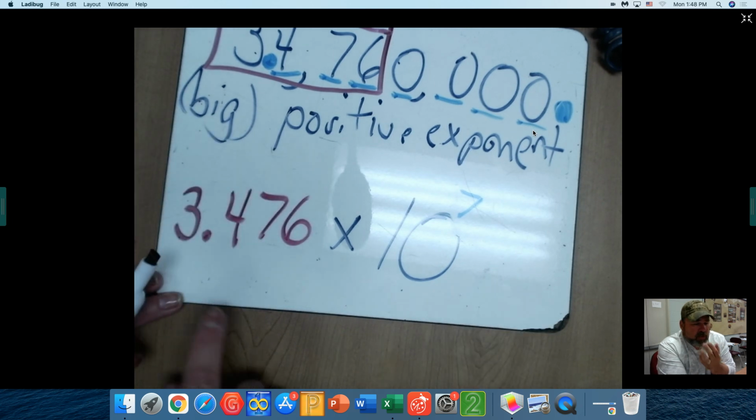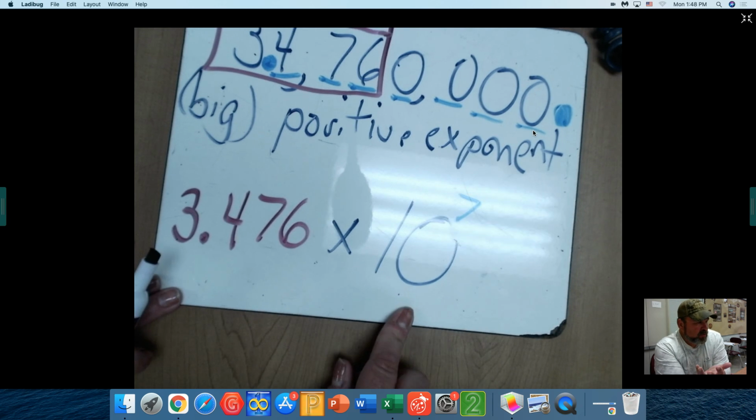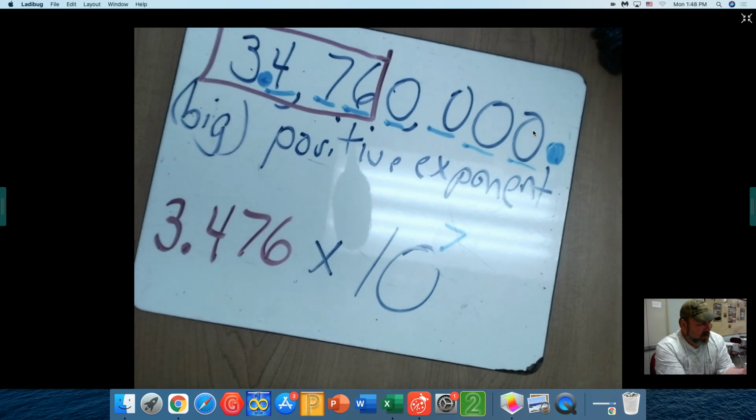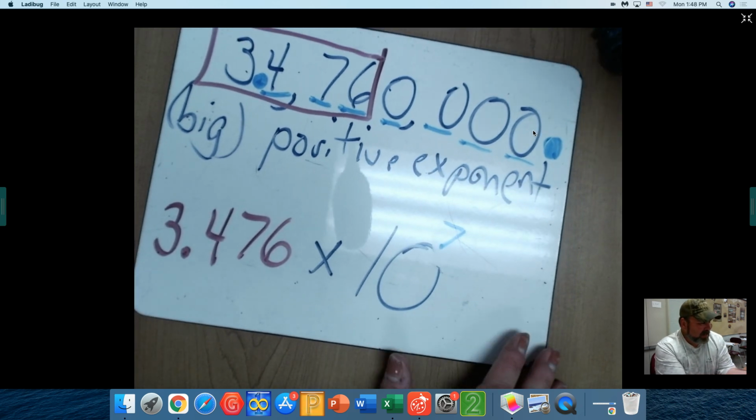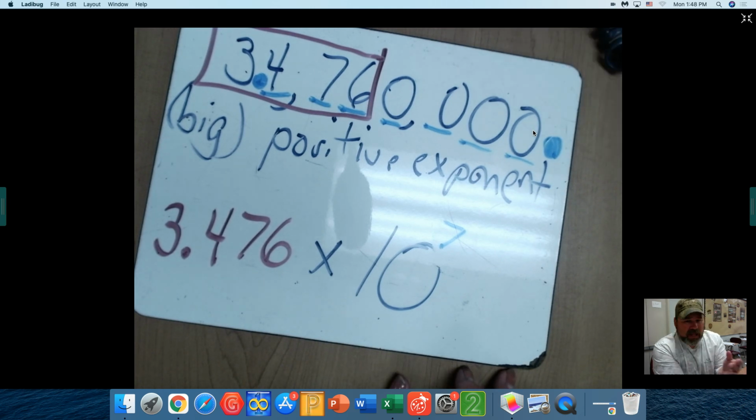3.476. Well, and remember too, back in elementary school, we learned we can add zeros on the end of a decimal, and it doesn't change the value of the number at all. We can add 100 zeros after that 6, and it doesn't change it. So they really don't count here once we've moved the decimal.